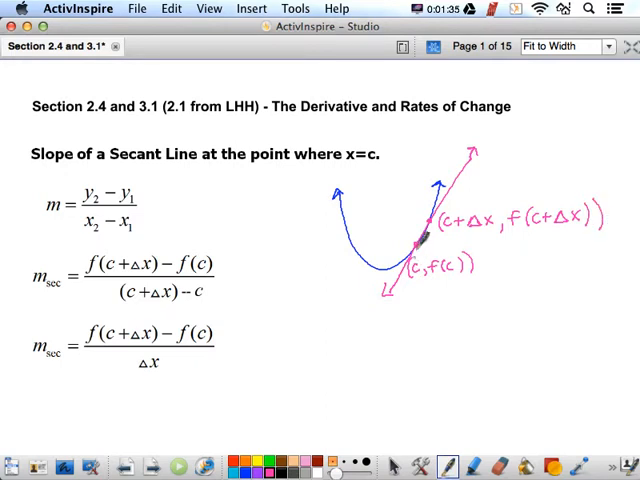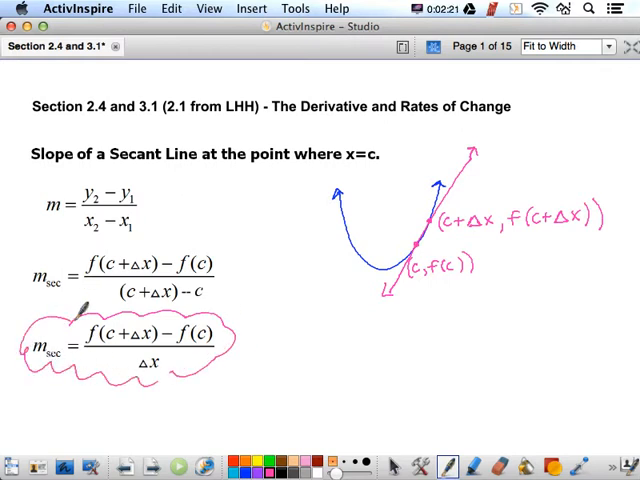So for example, maybe this is the point 2 comma something, then this is the point maybe 2.01 comma something. So the x values are fairly close together. If we imagine finding the slope between them, we take the second y value minus the first y value, which is f of c plus delta x minus f of c, all over the second x value minus the first x value, which is c plus delta x minus c. Well, c plus delta x minus c is just plain old delta x, right?